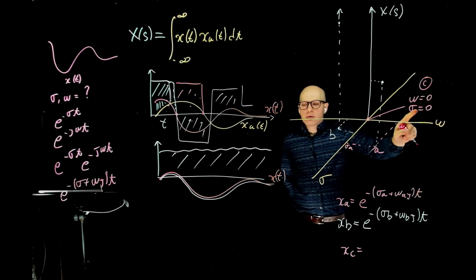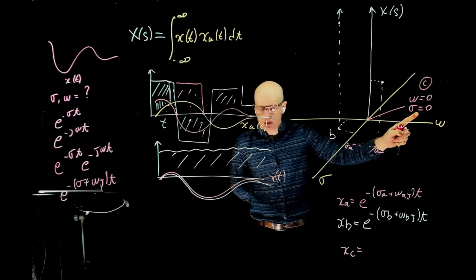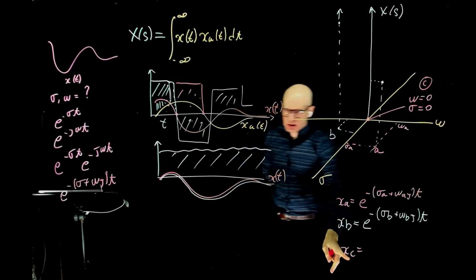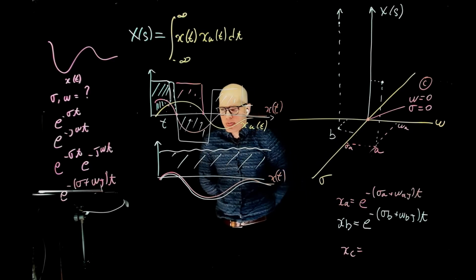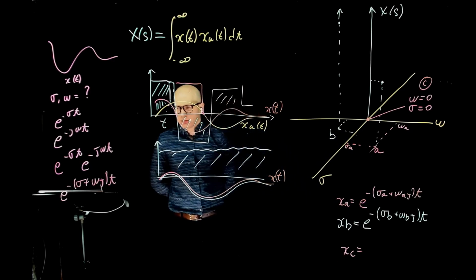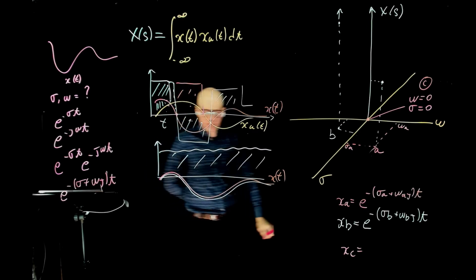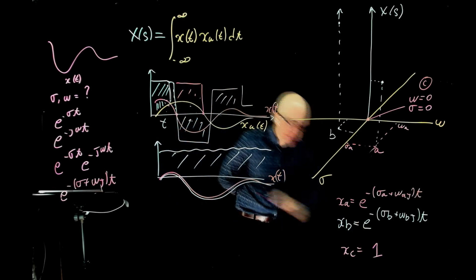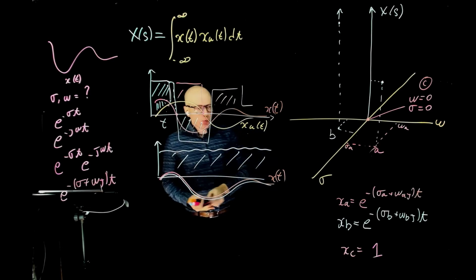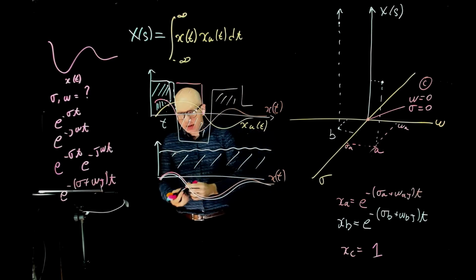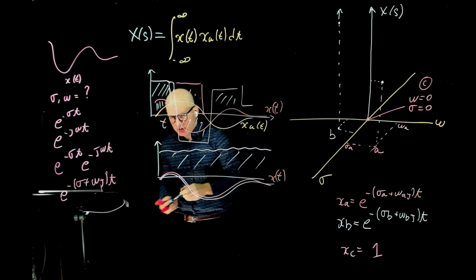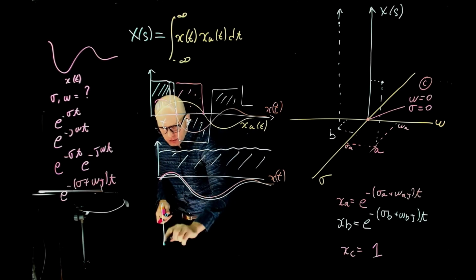Okay, so the last point here is omega equals zero, sigma equals zero. What is X of s? One. Very good, one. So if X is one, what are we doing? We are taking the original signal and just integrating it by itself.